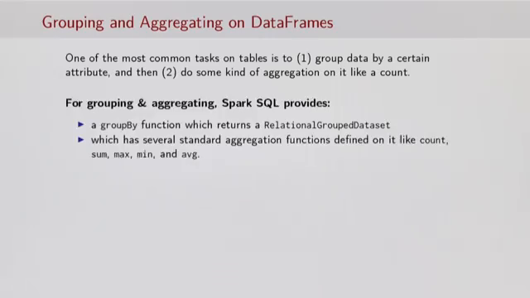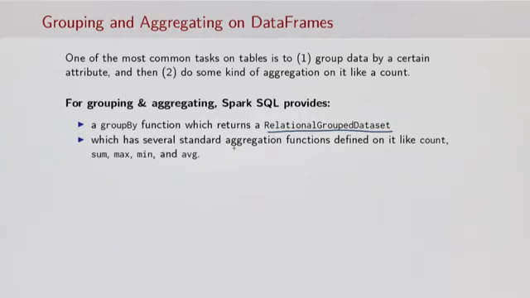For grouping and aggregating, Spark SQL provides this group by function that I mentioned earlier, which returns this strange thing called a relational group dataset. This is when I said the type was simplified. We'll talk about that in a second. It has several standard aggregation functions defined on it, some of which include count, sum, max, min, and average, amongst many others. So you have kind of this two-step thing going on here.